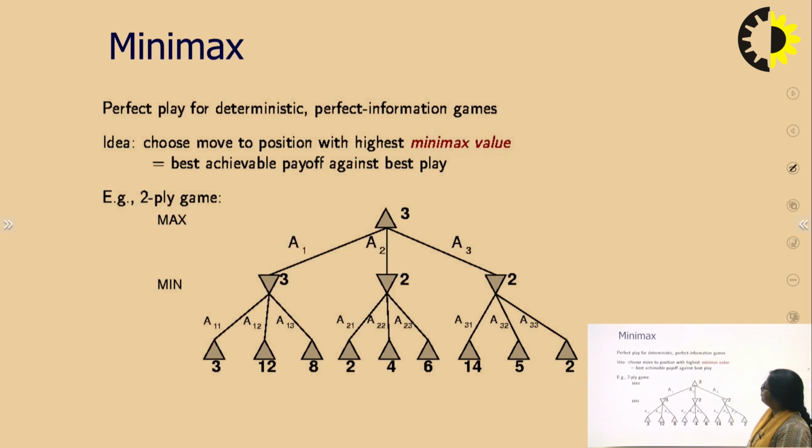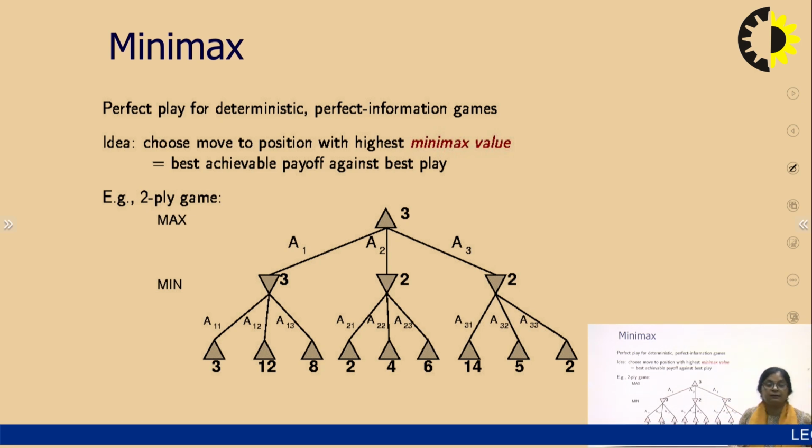So how does it work? Let us understand that: perfect play for deterministic, perfect information games. Here what is shown is a 2-ply game. We have Max and Min. Max gets the first turn, Min gets the second turn, then again Max, until we get the solution. So it's a 2-ply game.